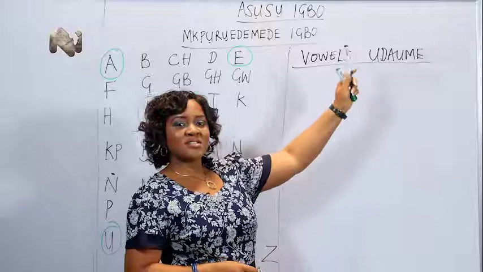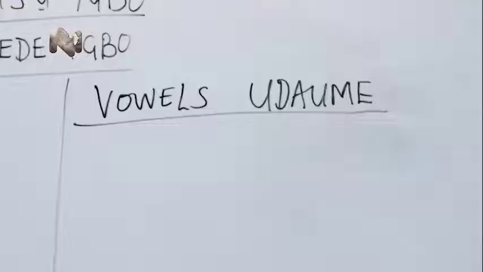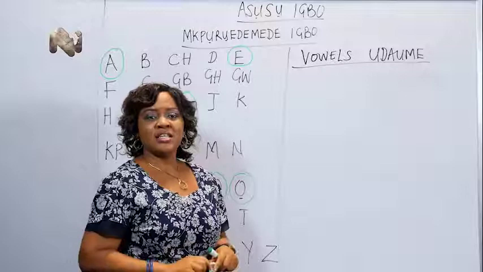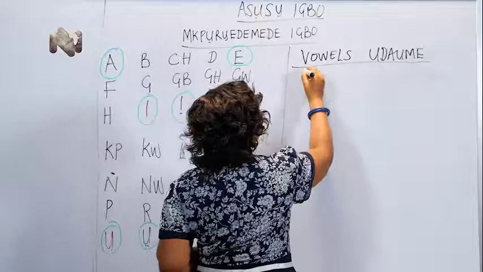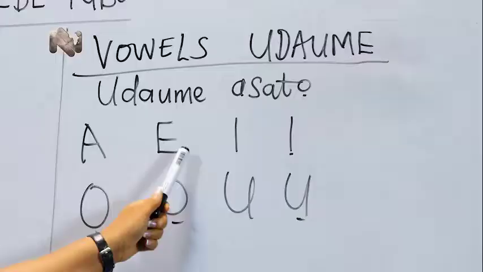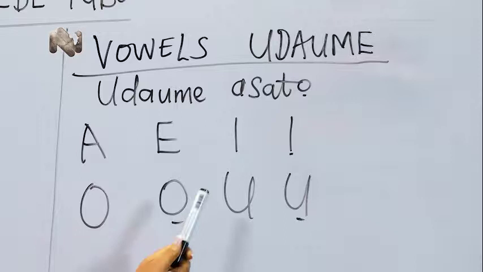Vowel, it's udaume in Igbo, udaume. So we are looking at udaume, and I told you that there are 8, and 8 means asaa. So 8 vowels, udaume asato. A, E, I, Ị, O, Ọ, U, Ụ.